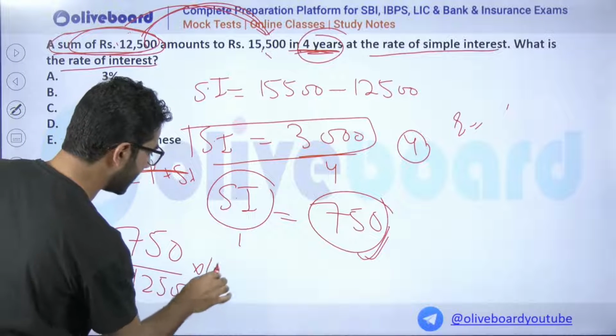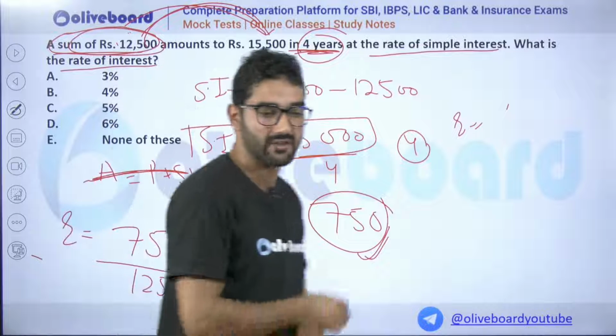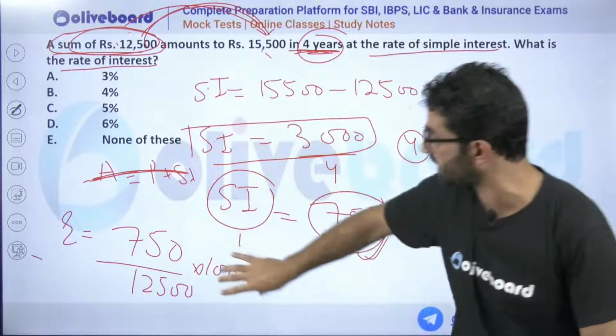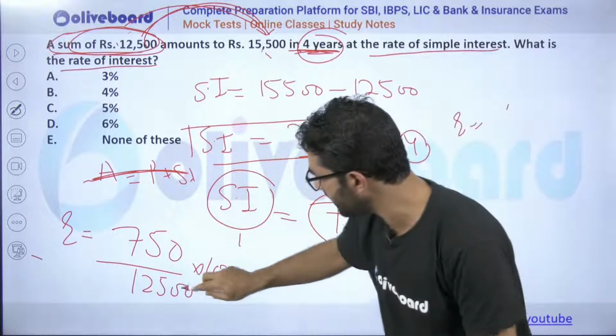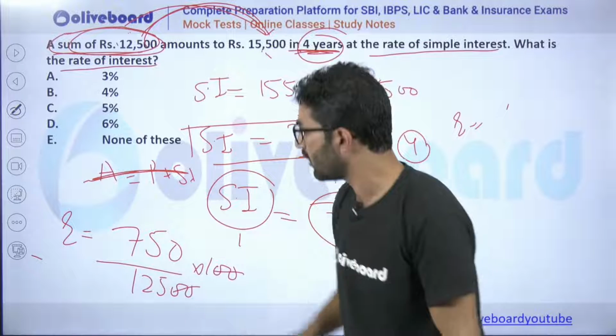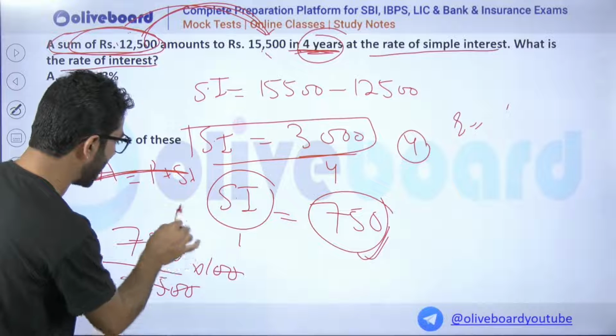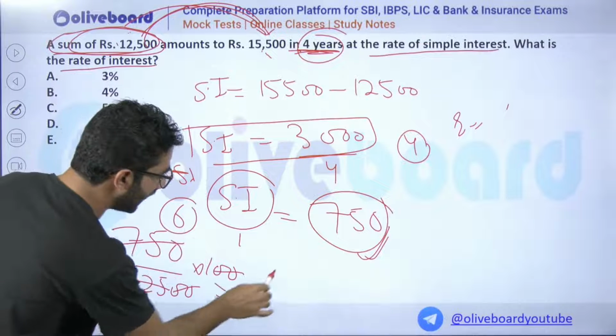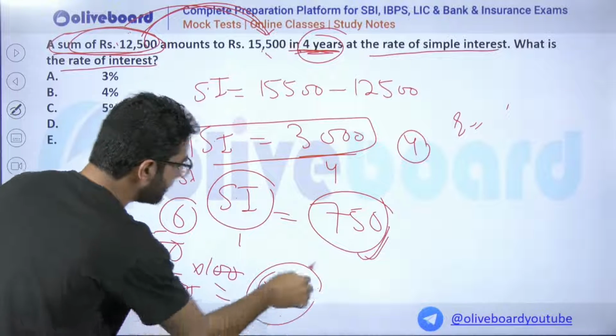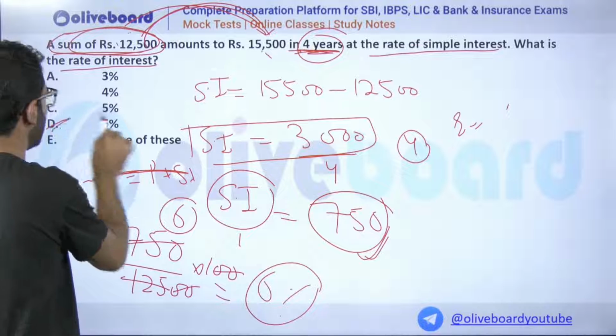12500. I repeat again, rate of interest is always calculated as simple interest with respect to principal. Make it a very fast calculation. 750 divided by 125, that is nothing. It will be 6. So we got the answer as 6%. Hope it is clear to everyone that option number D will be correct.